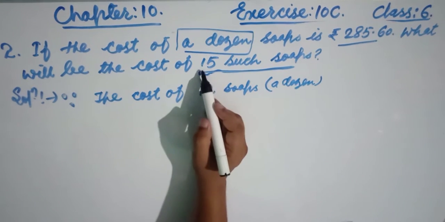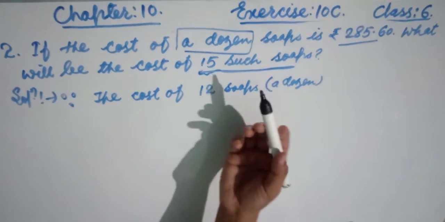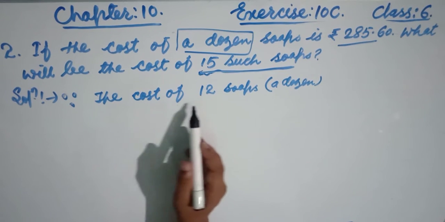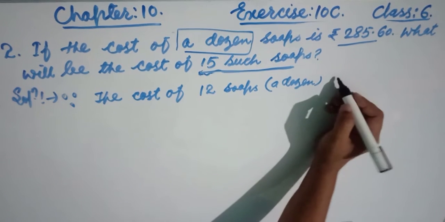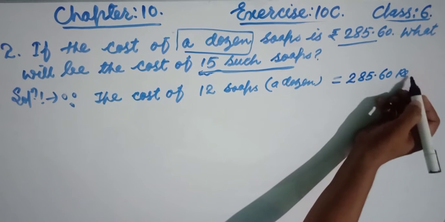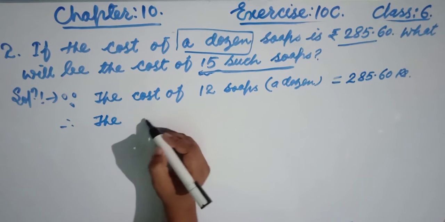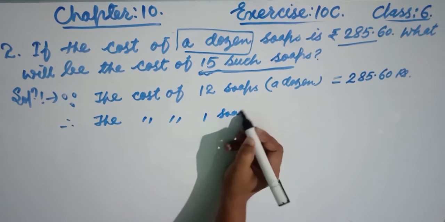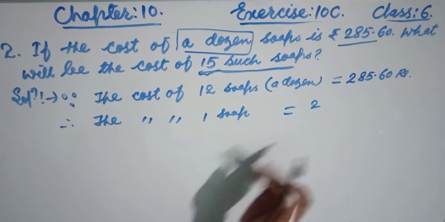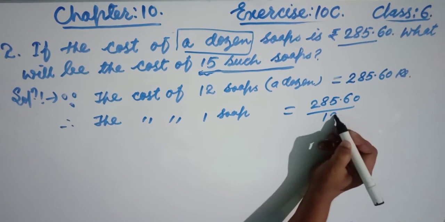Why, friends? Because we have to find the value of 15 such soaps. So this is 1 dozen, and we have to convert 1 dozen into a number of quantities. So this is 12. Now the cost of 12 soaps, that means 1 dozen, is equal to what, friends? 285.60 rupees. So we have to find the 1 unit, friends. First, the cost of 1 soap, because we need the lesser value, so we have to divide this by 12.